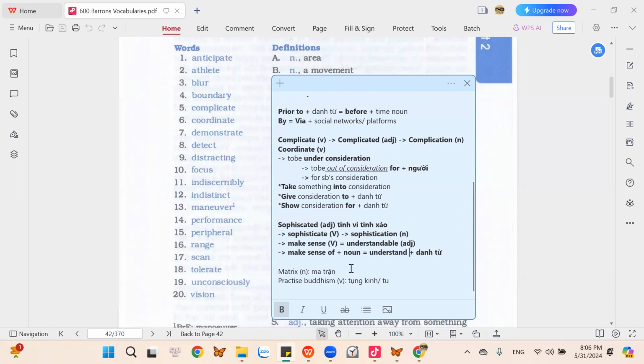Foreigners, just like Vietnamese people, love to complicate their languages by many ways of speaking. But every way of speaking just sounds the same, right? Nothing is different. Make sense of something. That means, can you make sense of my lesson today? That is the first way to ask. Can you make sense of my lesson today? Or I can ask you something like this: do you understand my lesson today?